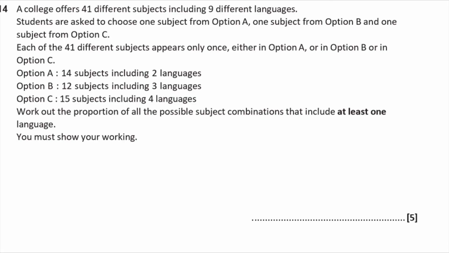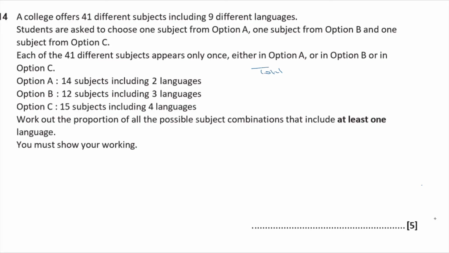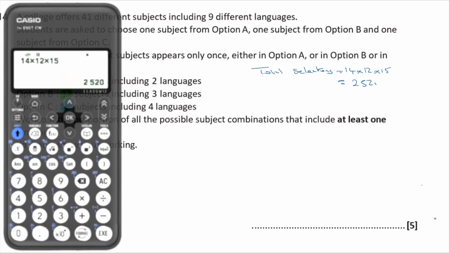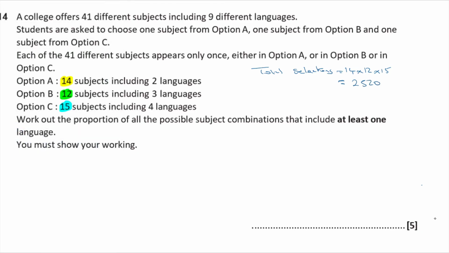Gosh. Right, well, the total number of selections is easy enough to do. Total selections, it's just the 14 times the 12 times the 15. That will give you all the selections that it's possible to make. So if you don't have to choose any language, or you can choose any number of languages, then you've got that number of choices. 14 times 12 times 15 comes to 2,520. They're all the different possible combinations of those 3 subject selections.